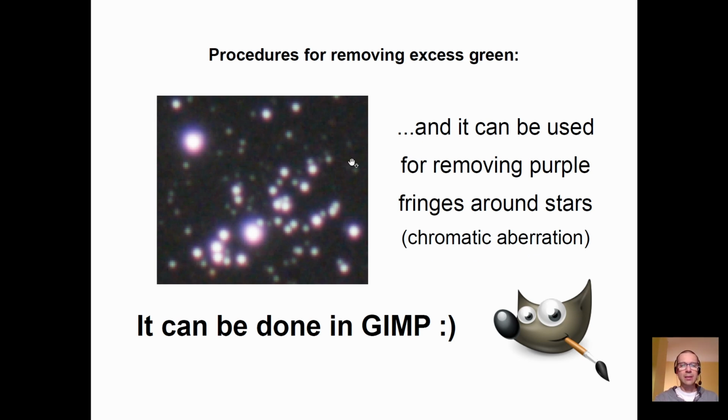So here is a small fragment of my photograph of the double cluster taken with an achromat. As you can see, there are really pronounced, really visible purple fringes around stars, even though this photograph was made at F10, but still the chromatic aberration is visible. And if I switch to the next slide, you can see that the purple fringes are completely removed. The stars have a slightly bluish color instead of these purple fringes.